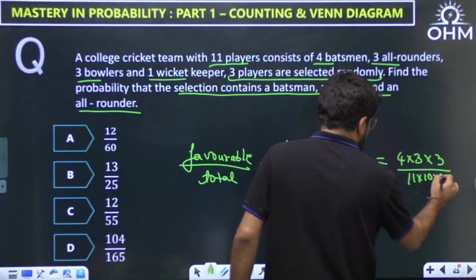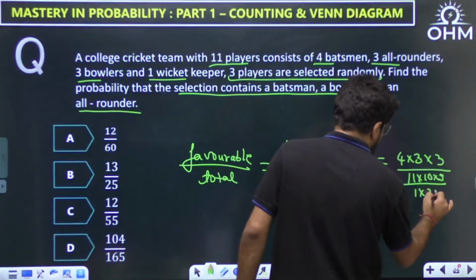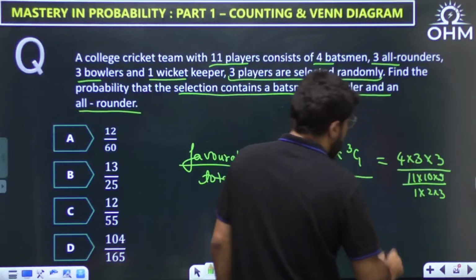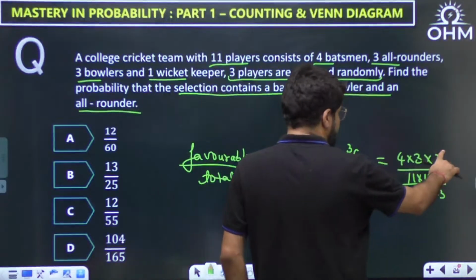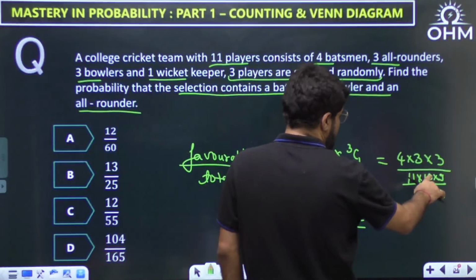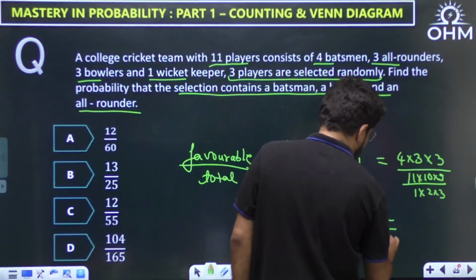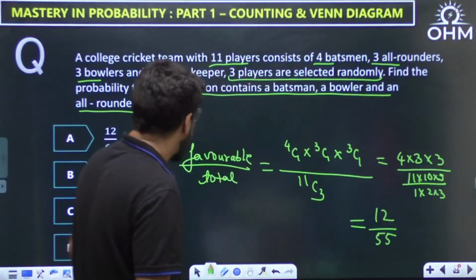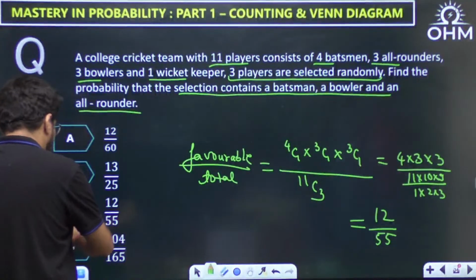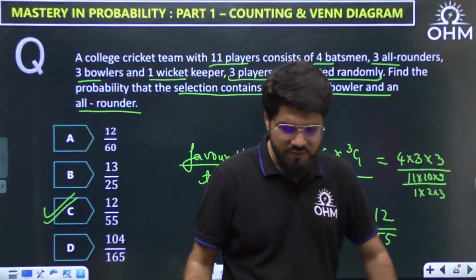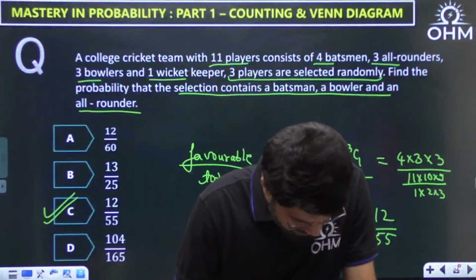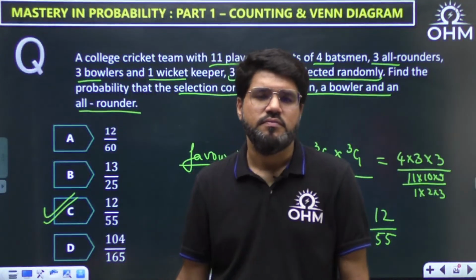So 11 into 10 into 9, further divided by 1 into 2 into 3. This 3 goes above, and 3, 3, 9 cancelled. So 4 3s are 12, and this 2 adjusted here, 11 5s are 55. So 12 by 55, and yes, here we have the option also, option C, 12 by 55. The final correct answer is 12 by 55.